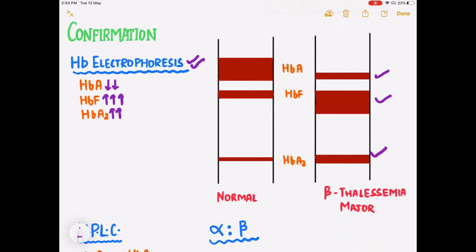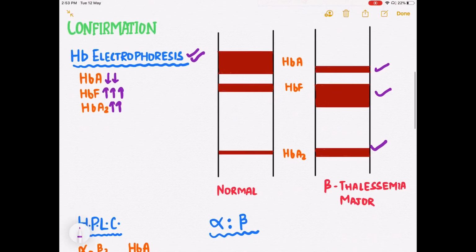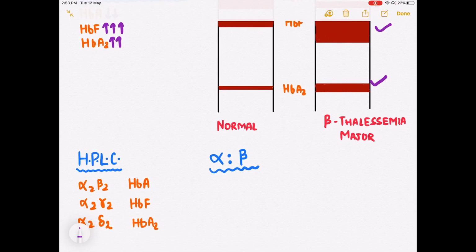And the quantitative analysis of these hemoglobin levels can be done by high performance liquid chromatography, which shows reduced levels of hemoglobin A and an increase in levels of hemoglobin F and hemoglobin A2. The alpha to beta ratio in a normal person is 1 to 1, whereas in case of thalassemia it is 1 to 30.